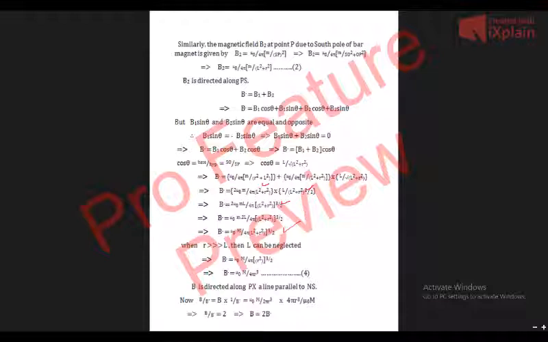What does it mean? It means that the magnetic field on the axial line is twice that on the equatorial line. We have taken point P on the axial line at a distance of, say, 4 meters from the center, as well as on the equatorial line. If it is at the same distance from the center of the dipole on the axial line and on the equatorial line, then the net magnetic field on the axial line will be twice that on the equatorial line.